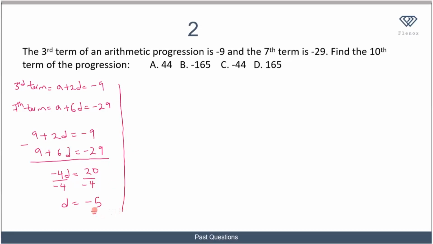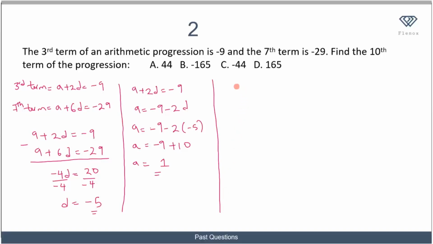Now I can substitute the value of the common difference to find the value of a in either of these equations. From equation 1, I know that a plus 2d equals minus 9. So a will be equal to minus 9 minus 2d. So a equals minus 9, then minus 2 times minus 5, which gives me plus 10. So I have minus 9 plus 10, and that is 1. So the first term is 1 and the common difference is minus 5.